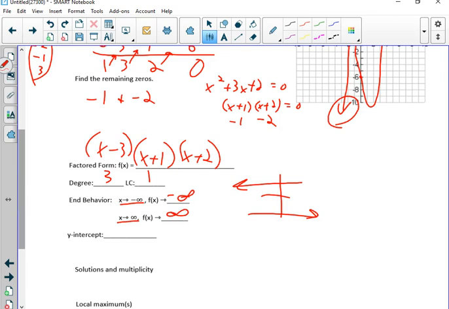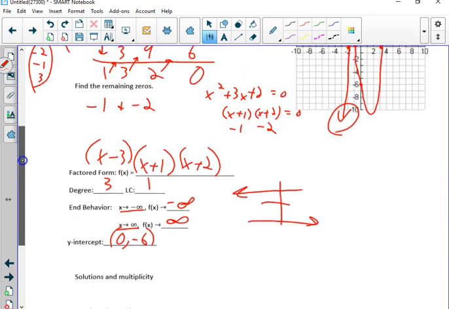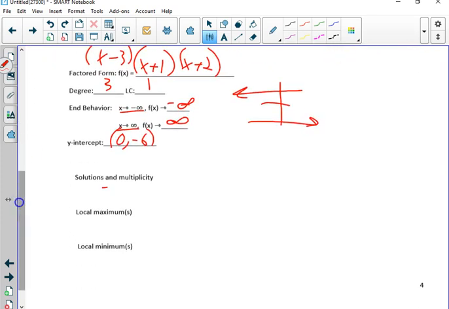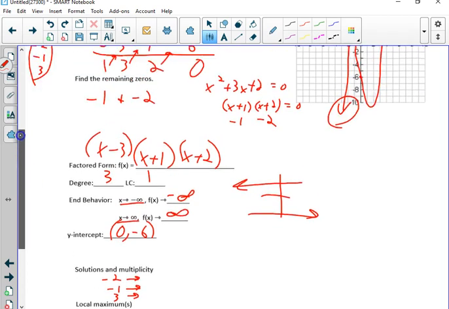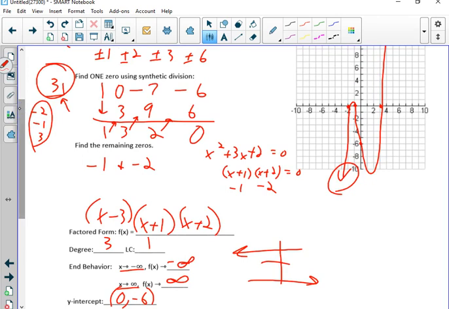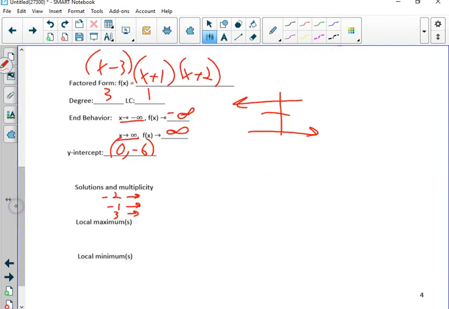Y-intercept, we looked in the calculator and got 0, negative 6. Now the solutions, we just write those zeros. Negative 2, negative 1, and 3. And you can write multiplicity, you can put m, you can use an arrow, whatever. But notice, on the graph, each one of these is a through. So each one of them has a multiplicity of 1. If it bounced on any of those zeros, we'd have to put a 2.